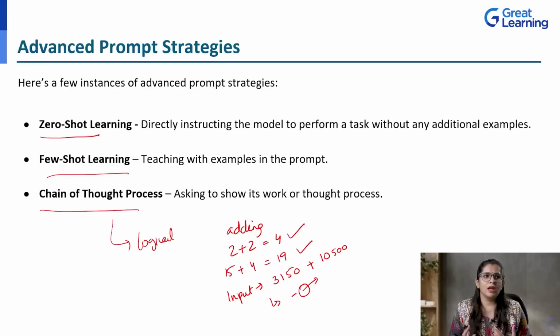For example, blood relations. X is related to Y. So what will be the relation for Z with X? All these logical questions, all these logical and complex problems are for chain of thought. Now let's see examples of these 3 prompt strategies on ChatGPT so that you understand better how to work with these on the actual playground.